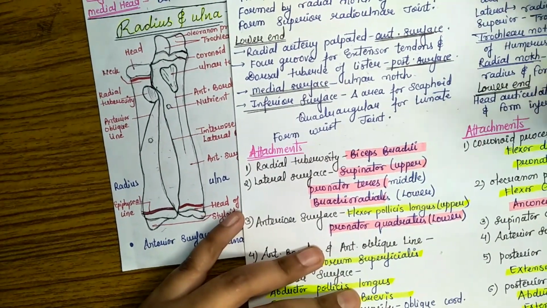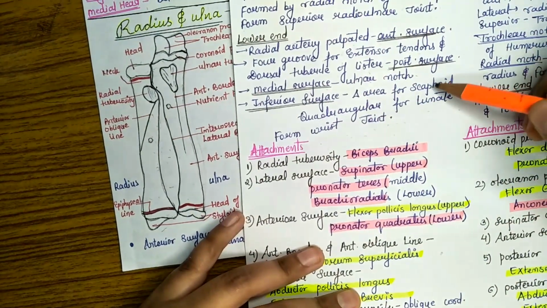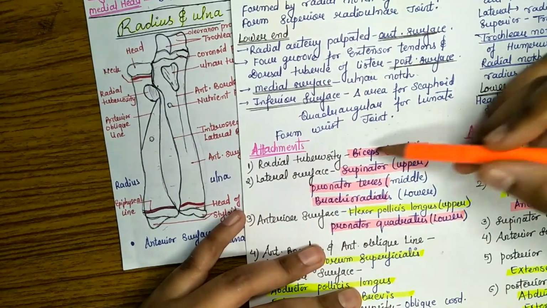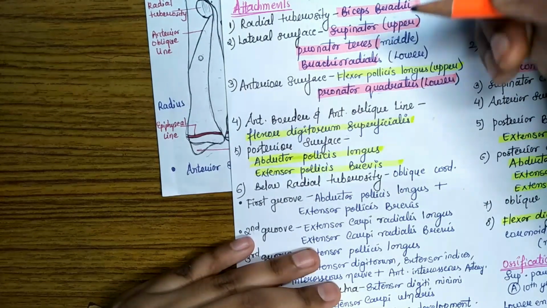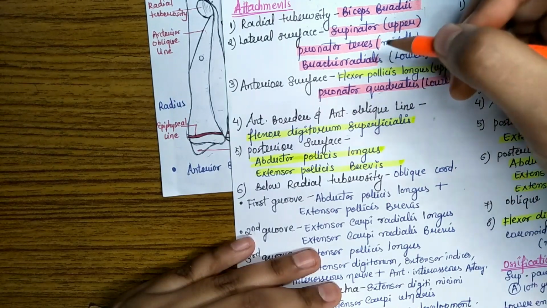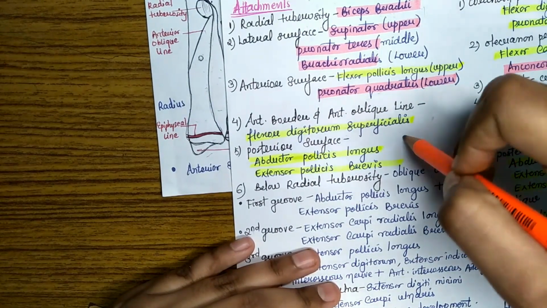So the question can be asked like which bone takes part in the formation of the wrist joint. So scaphoid bone and lunate bone take part in the formation of the wrist joint. Now we'll talk about the attachments. So the one that is highlighted with orange is the insertion, and the one that is highlighted with yellow color is the origin.